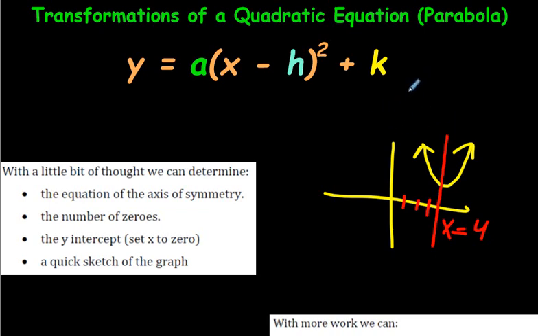The axis of symmetry is going to be the exact number that the vertex is.